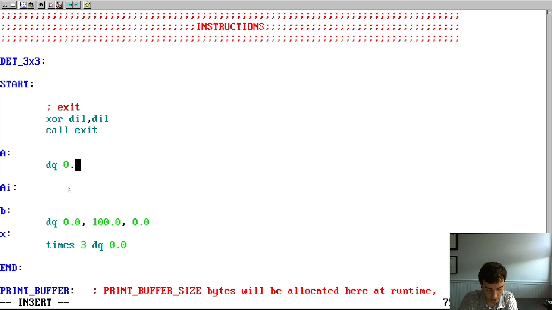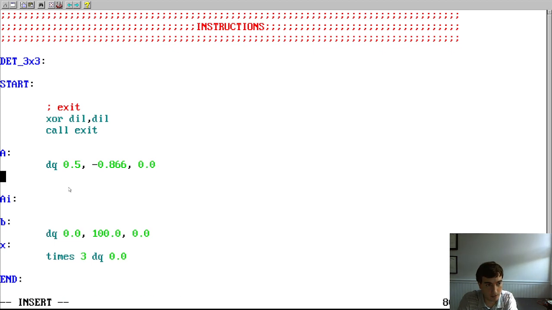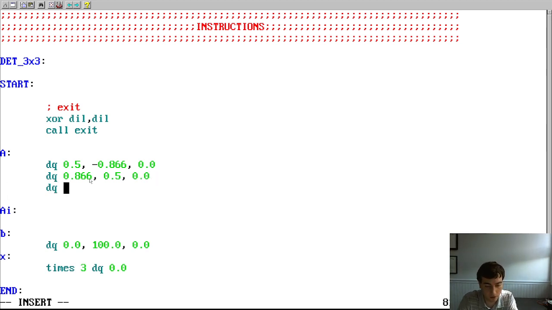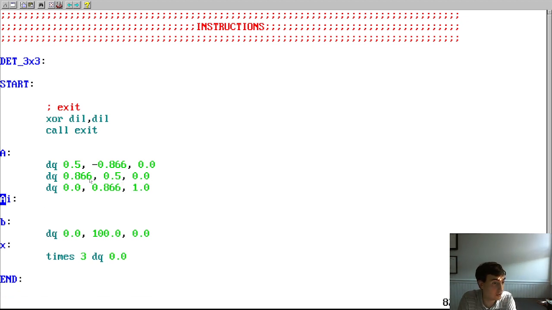So we had a DQ 0.5, negative, and this is approximately 0.866, 0.0. Then we had, the second row was 0.866, 0.5, 0.0. And then our last row, that was 0.0, 0.866, need a comma there, 1.0. That's our coefficient matrix.